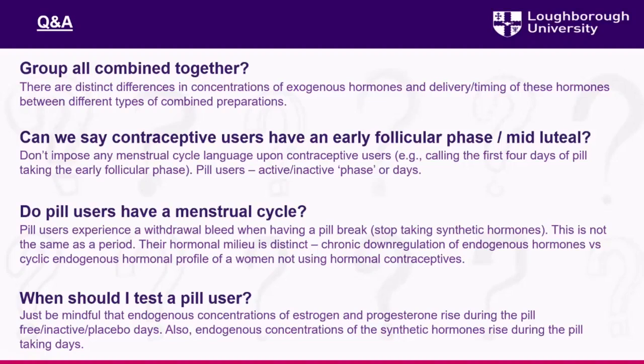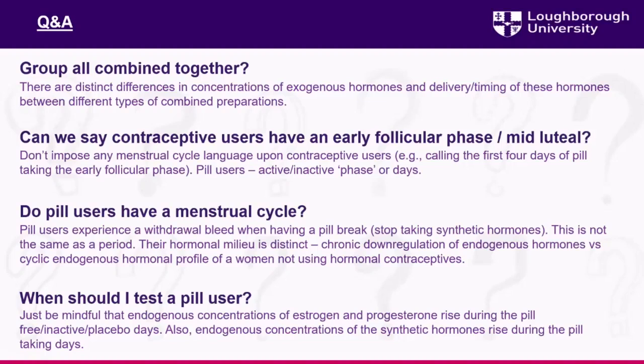Can we use the terminology that we use for the menstrual cycle for contraceptive users? Can we say they have an early follicular phase and a mid-luteal phase? I would say, and I think it's recommended within the literature now, not to impose menstrual cycle language on contraceptive users. So don't try and say that someone on the pill is in their early follicular phase, because that's not where they are. Try and use language such as active pill phase or synthetic hormone consumption phase, or days inactive, i.e. pill withdrawal. So try not to use the language interchangeably.